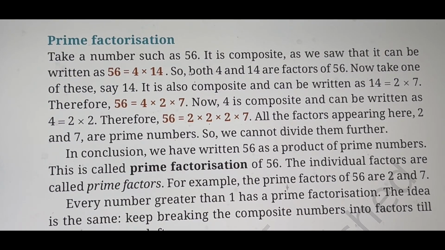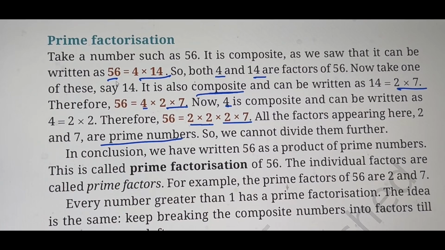Now suppose we take the same number, 56, and the same factors which Anshu had taken, 14 fours. Now 4 and 14 both are factors of 56, correct, but they are also composite numbers, right? So we can break this down further. We can break down 14 as 2 into 7, right? So instead of 14, it is written 2 into 7. 4 is also a composite number, so we can break that down further. So it is 2 into 2 and 2 into 7. Now we got all the factors here, 2 and 7, the prime factors, right? We cannot divide them further, right?